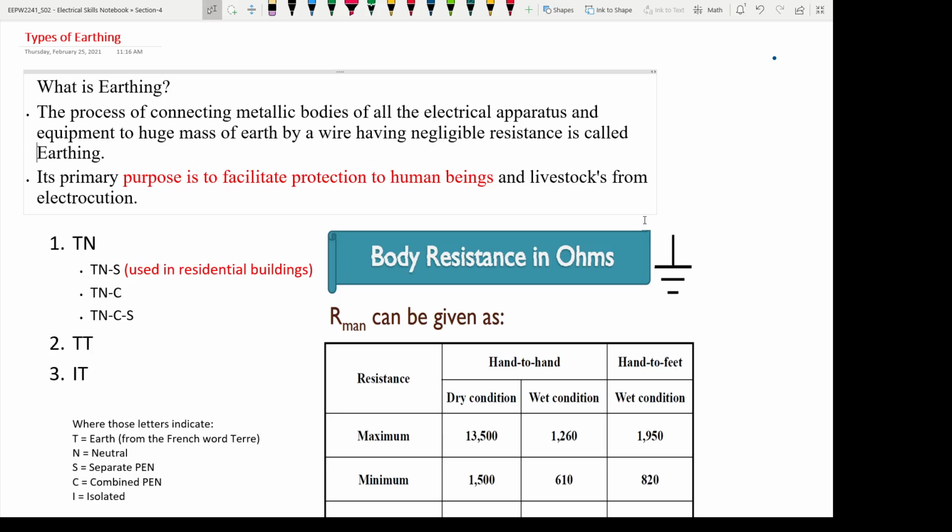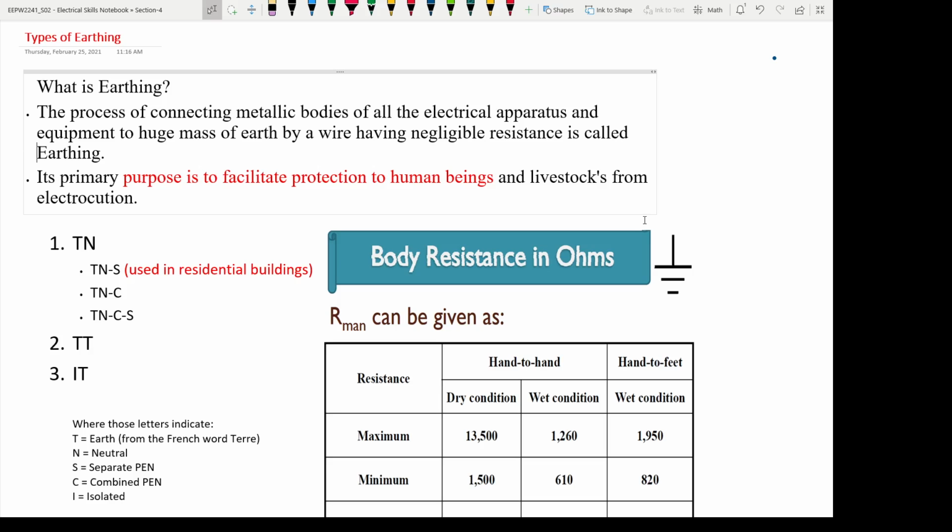Though the leakage happens from the line conductor to the body of the machine or the wall or whatever it is, when the human comes in contact with that machine, the fault current doesn't prefer the human body, which has resistance in kilo ohms. Instead, it prefers the path which has less resistance through the earth conductor. So this is the idea of providing a less resistance path for fault current. This process is called earthing.